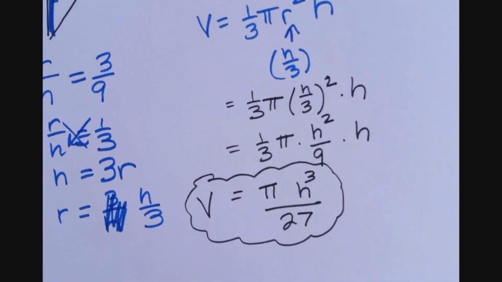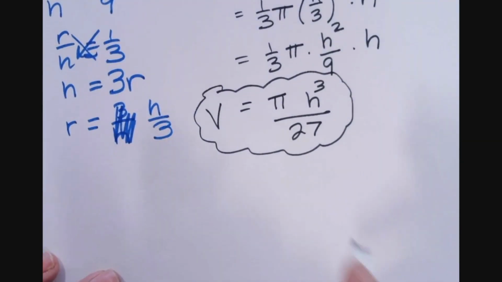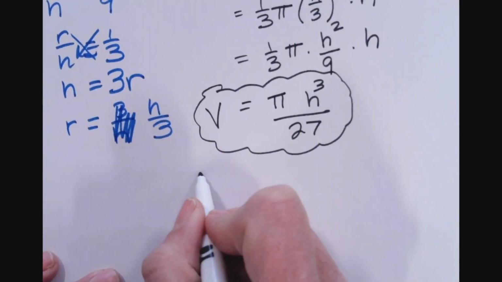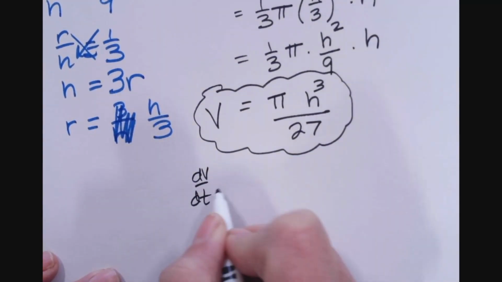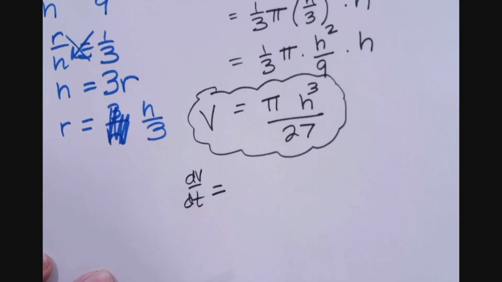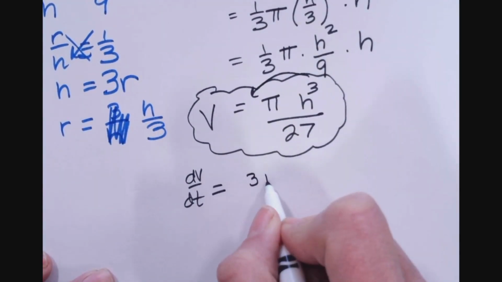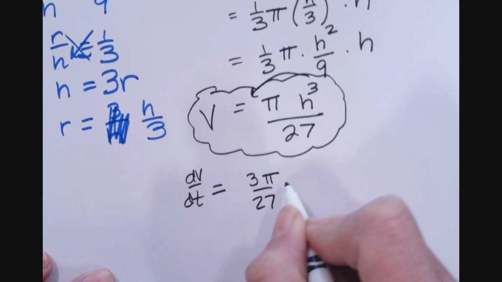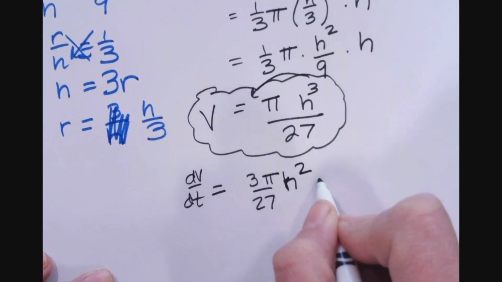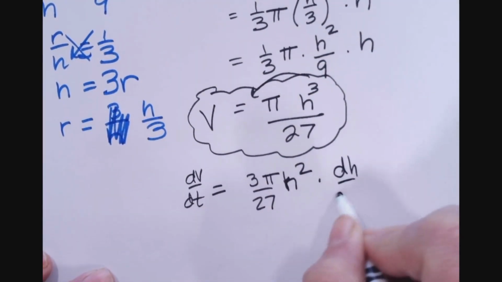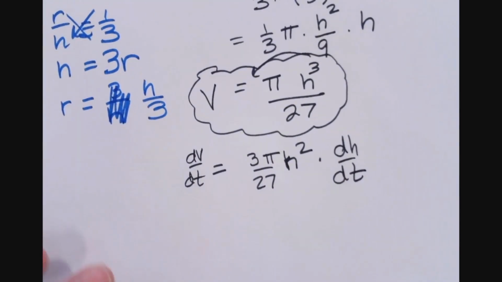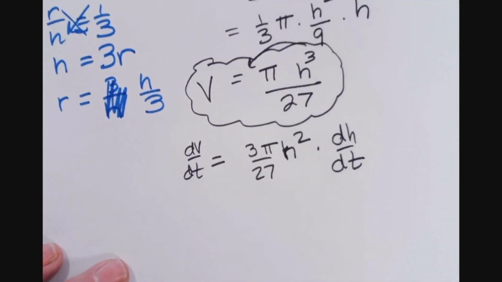So now let's take the derivative of this. Now we have a new formula for this problem. And let's see, we're going to have dV/dt equals, bring down the 3, 3 pi over 27 H squared times dH/dt. So much easier. We didn't have to do product rule at all.